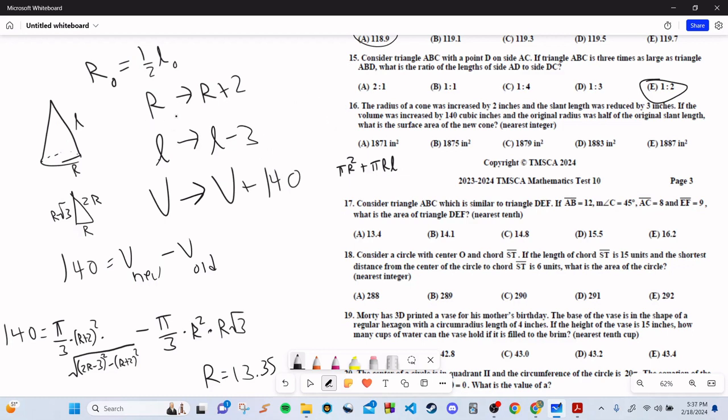Okay, again, we're talking about the new radius and new slant height. So if this was our old one, 13.35, our new radius is going to be 15.35. And given our old slant height was double our radius, this would be like 26.7. Our new slant height would be 23.7. And we don't need to do Pythagorean, we can just plug these values in now.